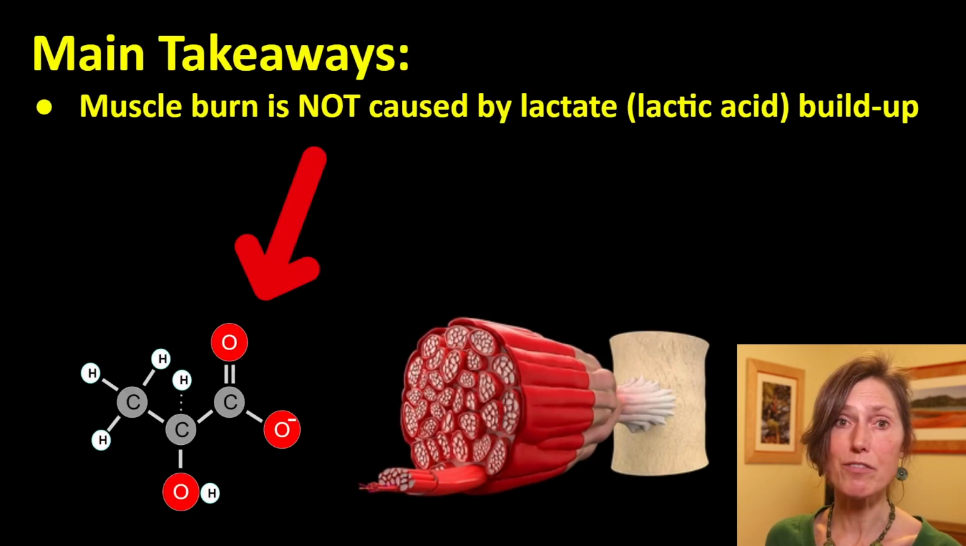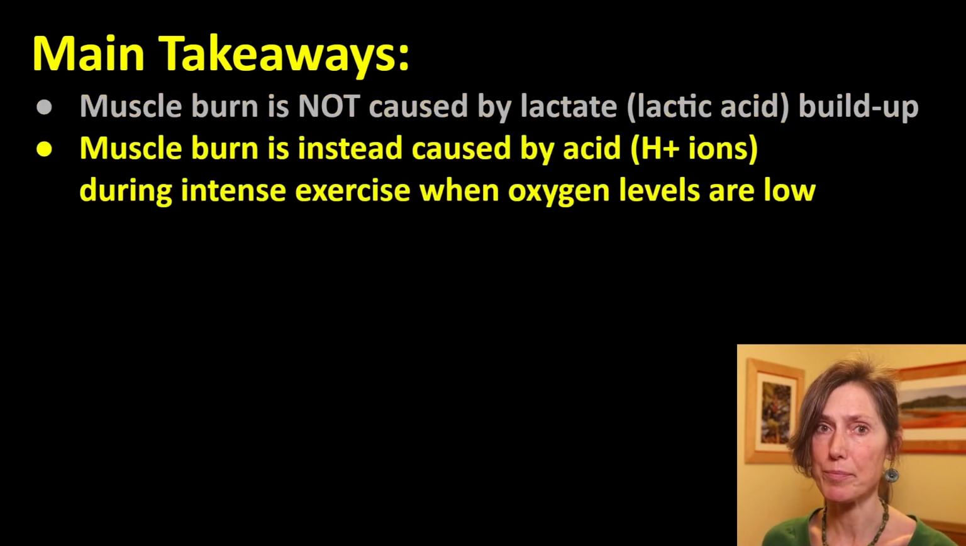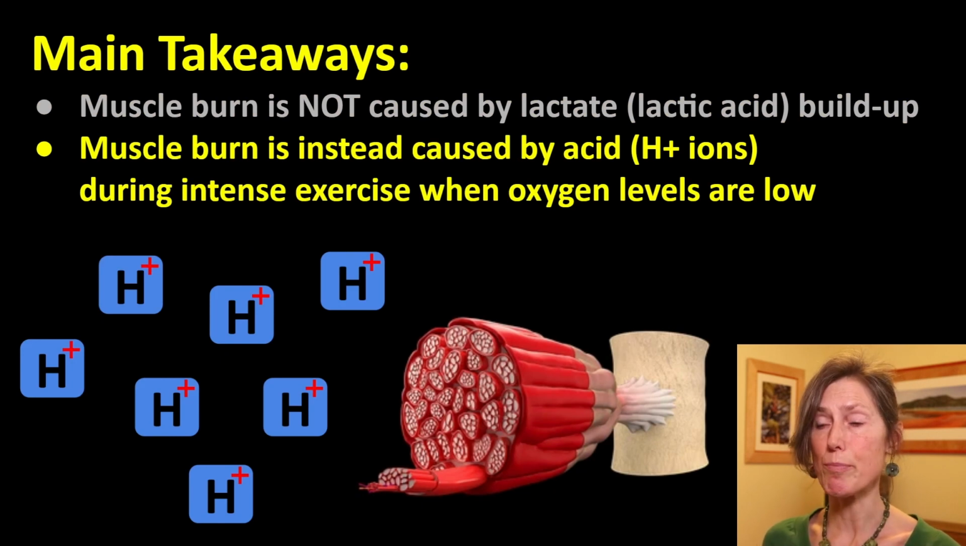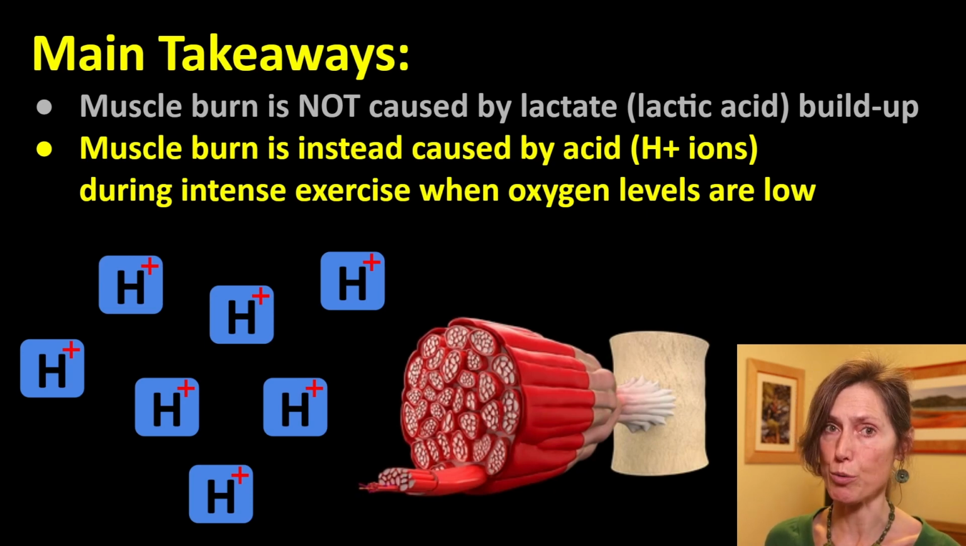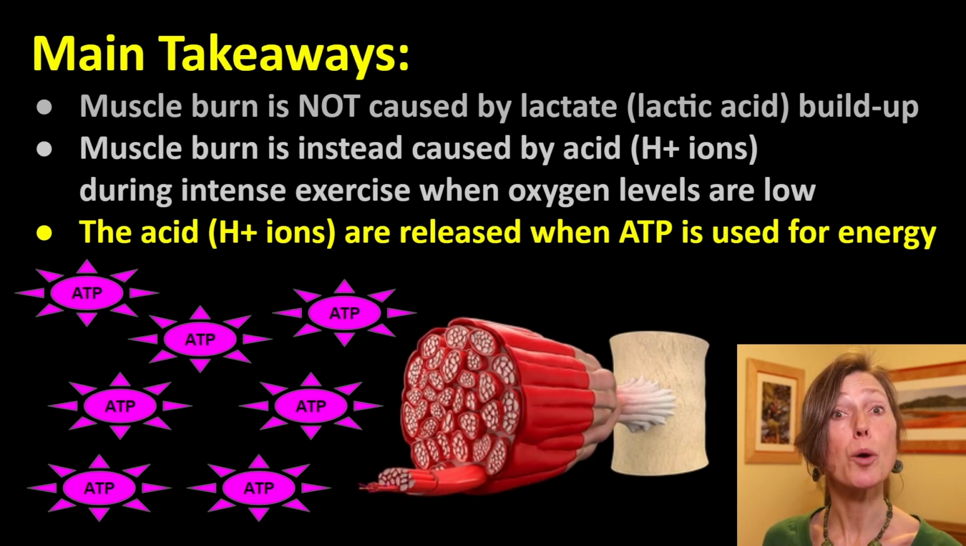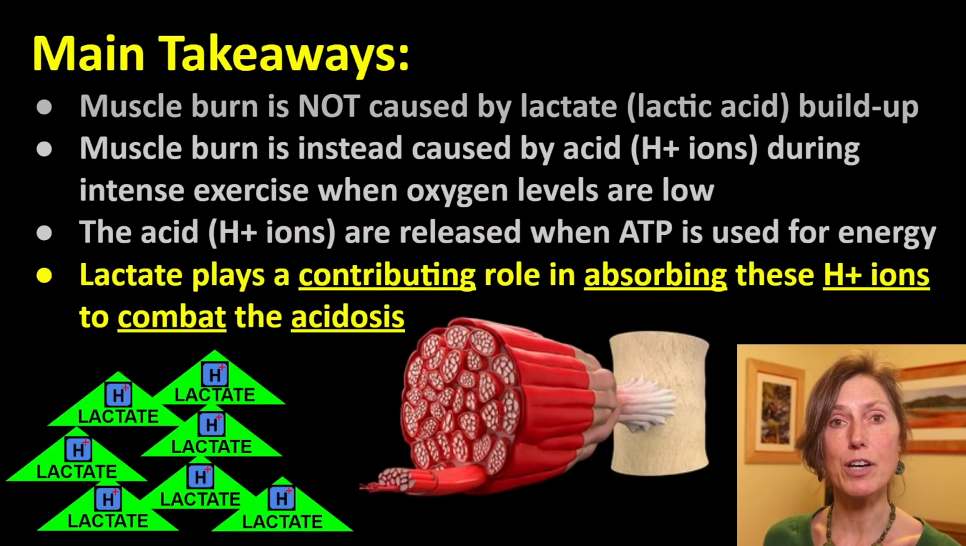The main takeaways of this instructional video is that muscle burn is not caused by lactate or lactic acid buildup. Muscle burn is instead caused by acid, H+ ions, during intense exercise when oxygen levels are low. The acid H+ ions, protons, are released when ATP is used for energy, when ATP is hydrolyzed. Lactate therefore plays a contributing role in absorbing these hydrogen ions so as to combat muscle acidosis.